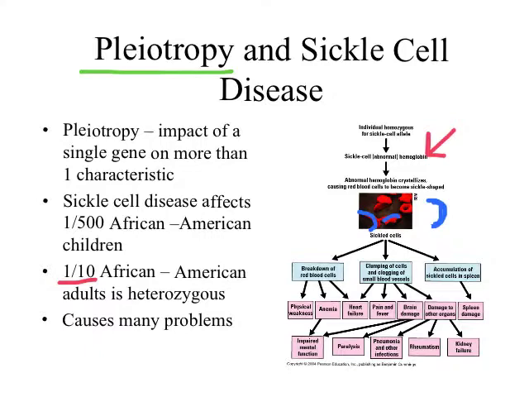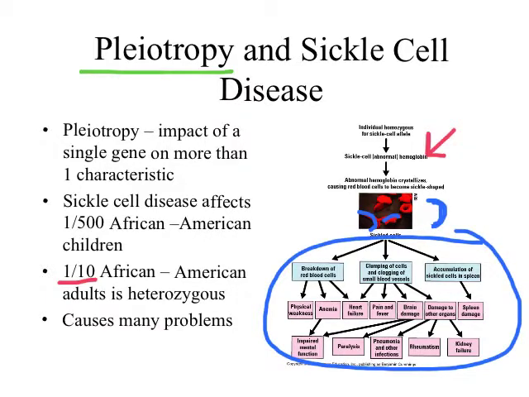So pleiotropy just means that because you've got these sickle cells, they can't carry oxygen very well. You're going to have a whole bunch of effects from it. You can't break down red blood cells very easily: anemia, paralysis, kidney failure, brain damage, all kinds of things. So that's what we call pleiotropy.